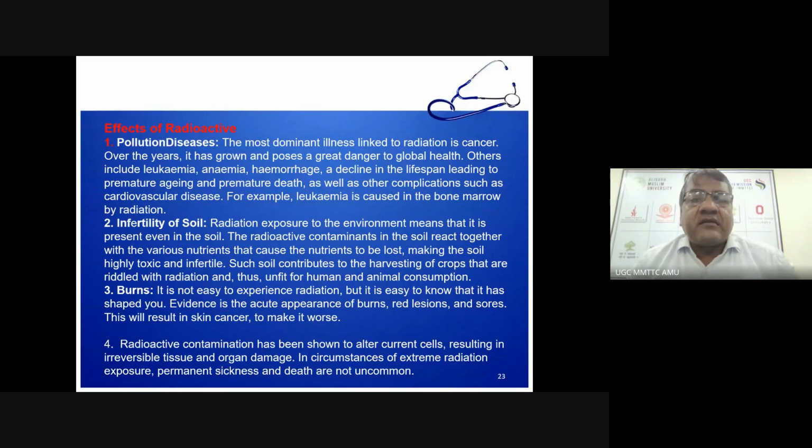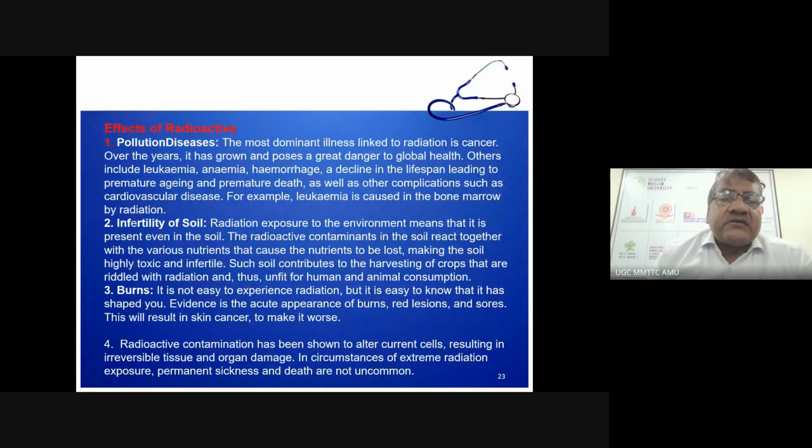Others include leukemia. As I've told you, it is a cancer of the blood forming cells and the lymphatics. Anemia, in which there is less hemoglobin. Hemorrhage, a term used for bleeding. A decline in lifespan leading to premature aging and premature death.